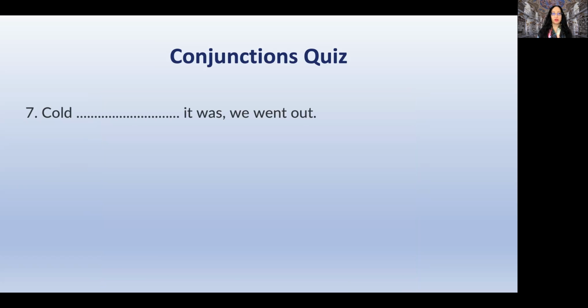Okay, how about this one? Number 7, cold blank it was. We went out. Cold though it was, we went out. Cold although it was, we went out. Cold even though it was, we went out. This is tough. What's the answer?